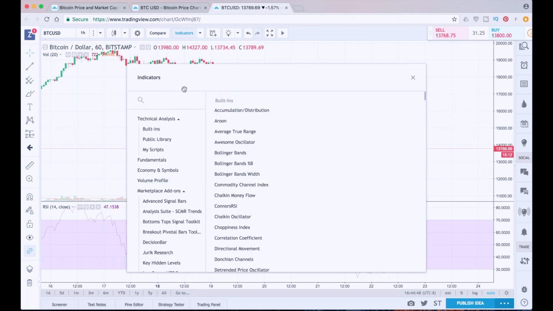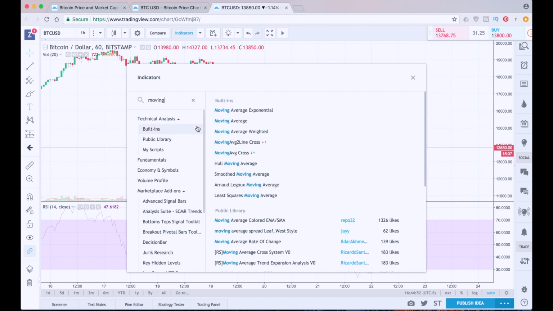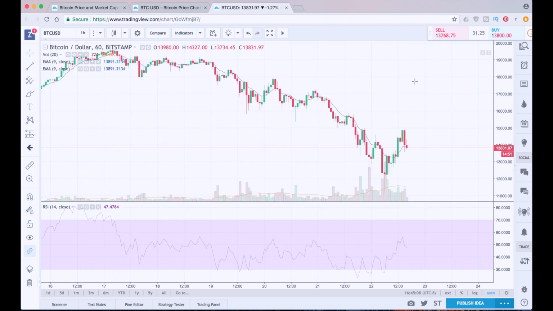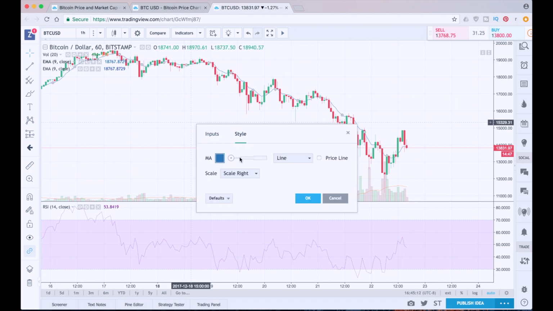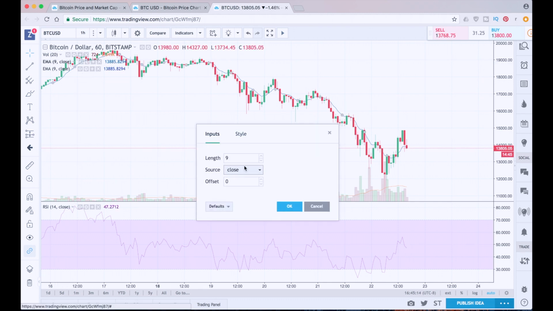So go up here to indicators, go to the search box, type in moving, and you'll see here there are different moving averages. The one we're going to pick is moving average exponential. Click that twice because you want to create two of them. Come over here, go to the settings. Now again, I said there are different moving averages and different variations of them. You could do 13, 34, 5, 20. Let's just stick to one for the purposes of the simple tutorial.